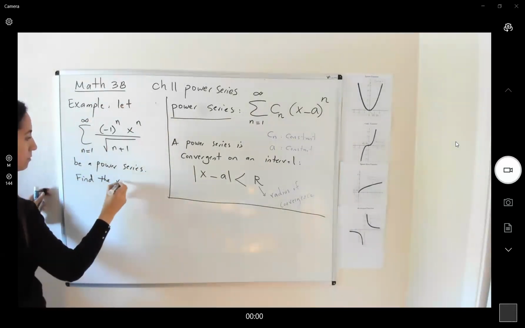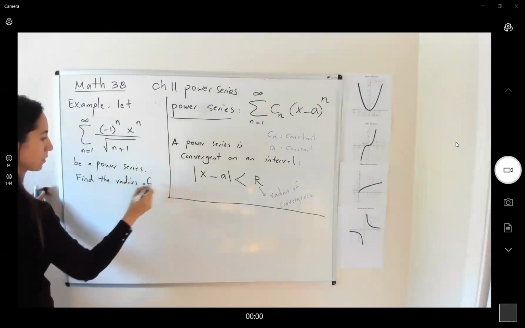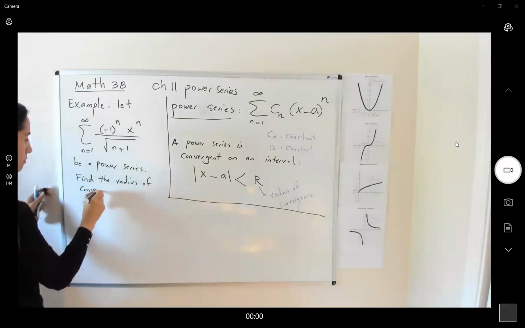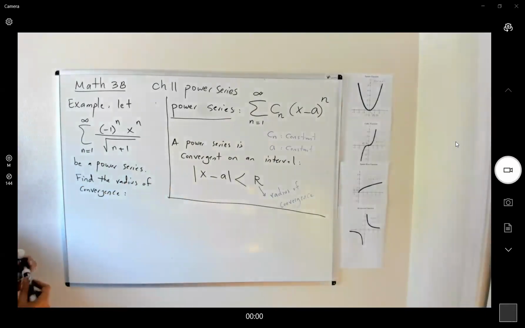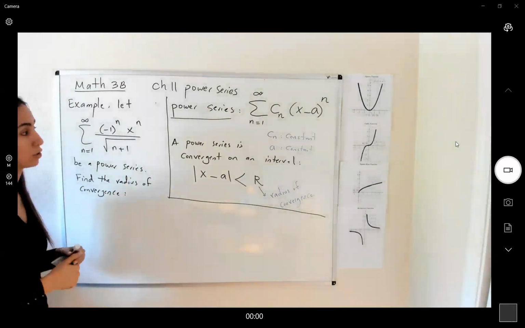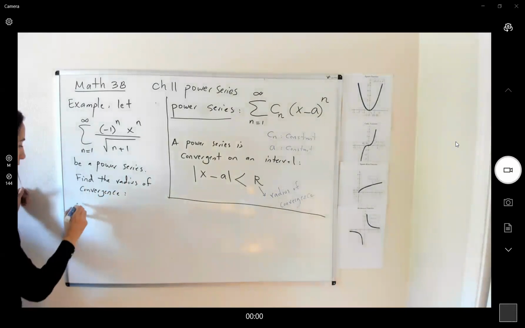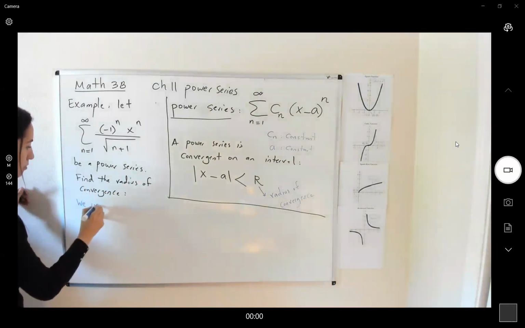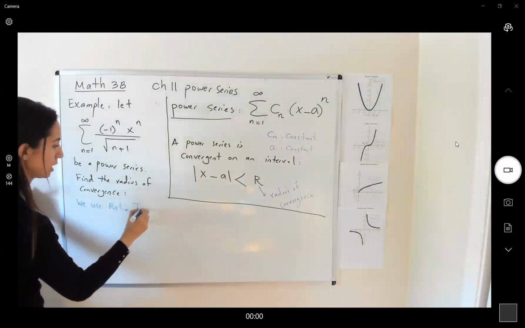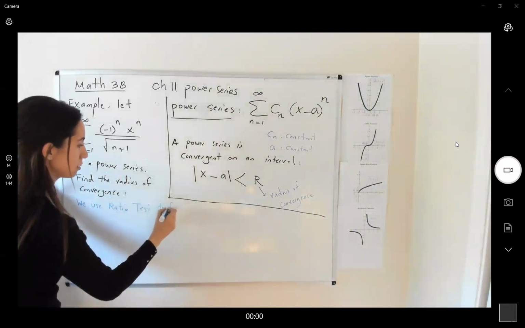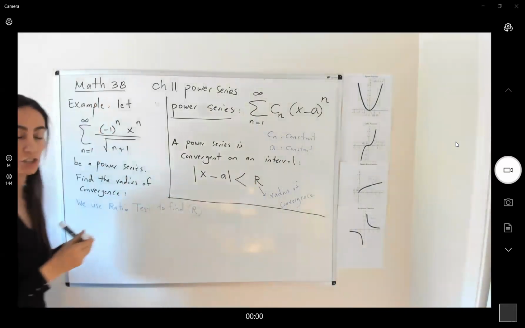Find the radius of convergence. Okay, what are we going to do? We're going to start using the ratio test. We use the ratio test to find R, the radius of convergence.